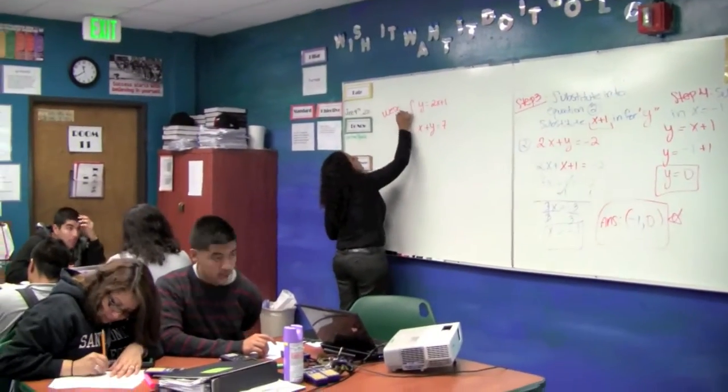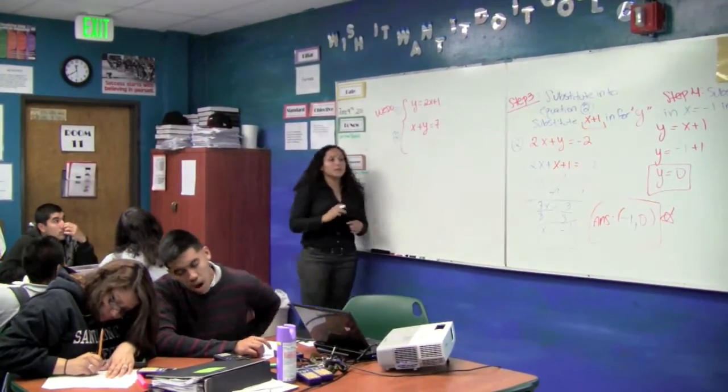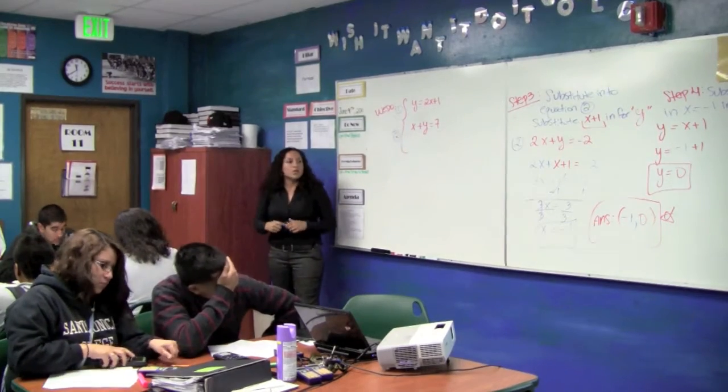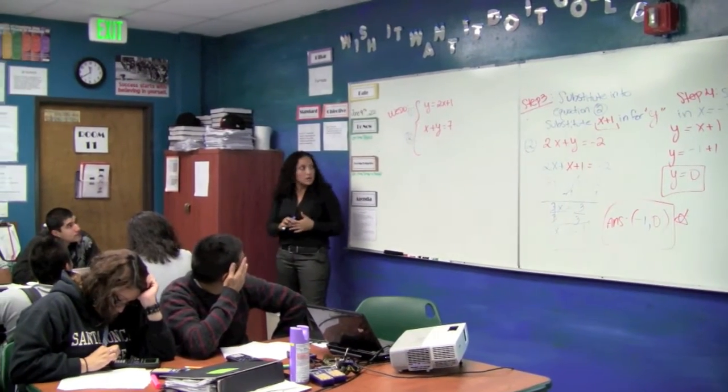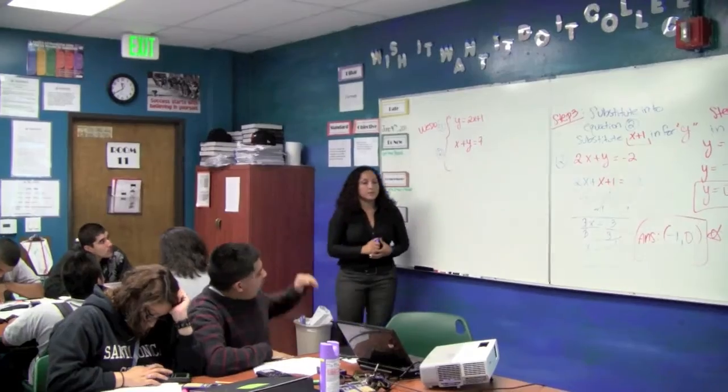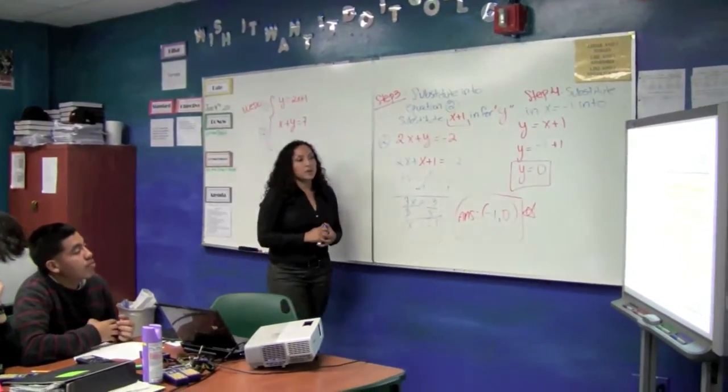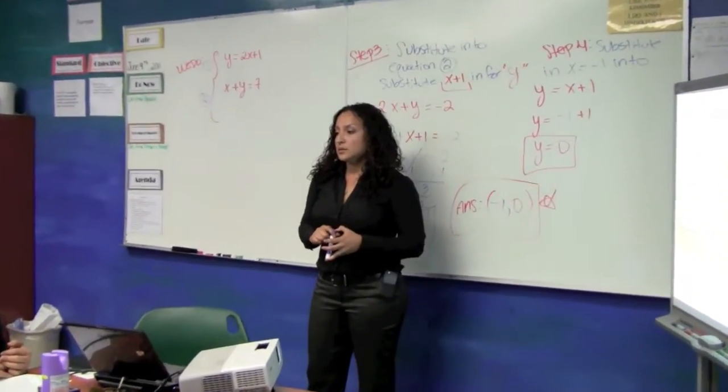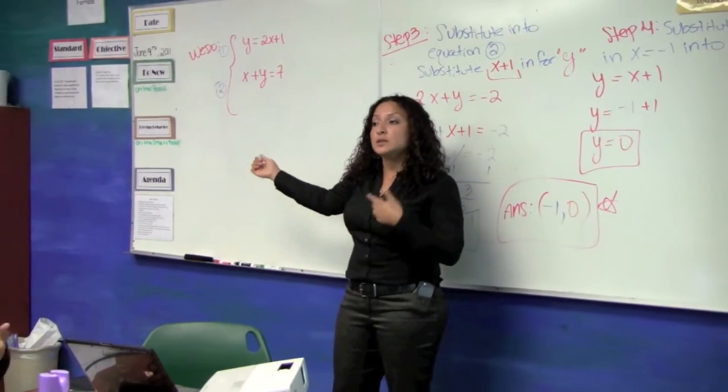Right, equation one, equation two. Let me ask you one question. For step one, do we really need to go through step one? No. AX plus BY is equal to C. No, because Y is already solved. Because we already solved for Y, so what can we do with this?